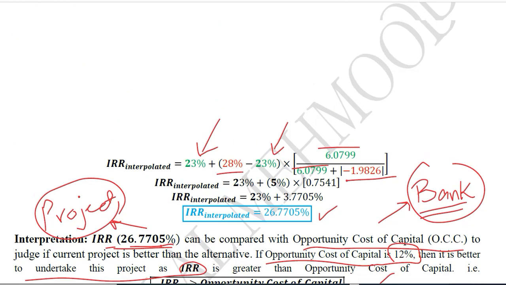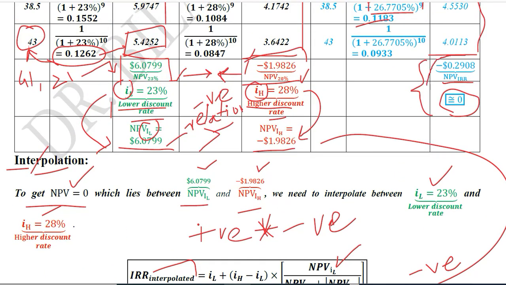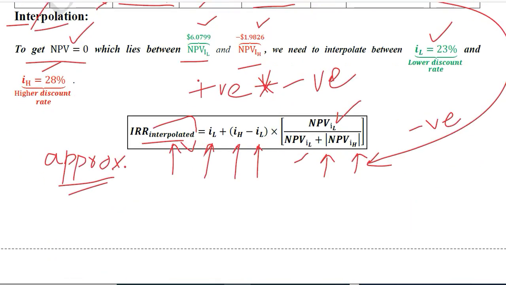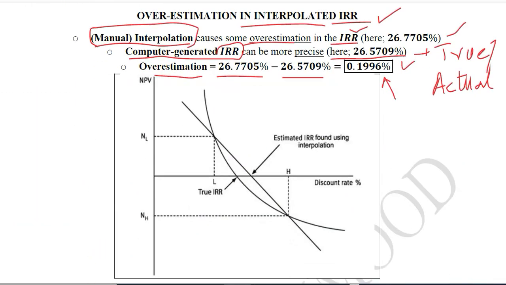Let me take you to that just for the sake of reference. Here you can see the NPV was not precisely equal to 0, it was minus 0.298. For this, we want to clarify what is happening here. There is this level of overestimation.